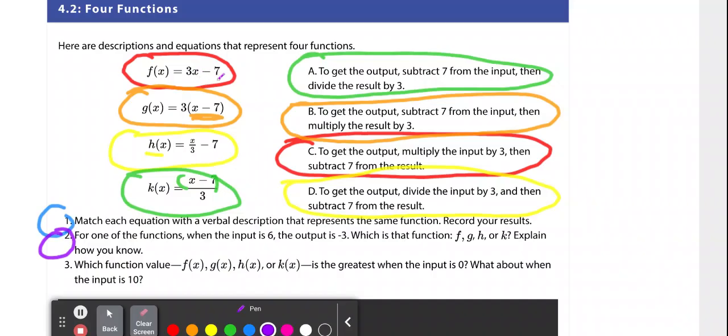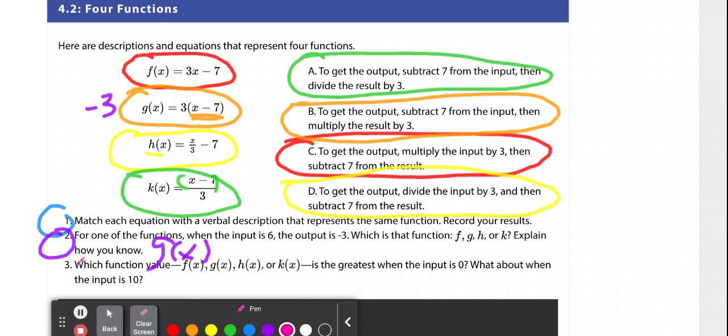So we can check. 3 times 6 is 18, minus 7 is 11. 6 minus 7 is -1, times 3 is -3. So this one looks like it works. 6 divided by 3 is 2, minus 7 is -5. 6 minus 7 is -1, divided by 3 is -1/3. So the answer over here is g of x. G of x is the one that equals -3.